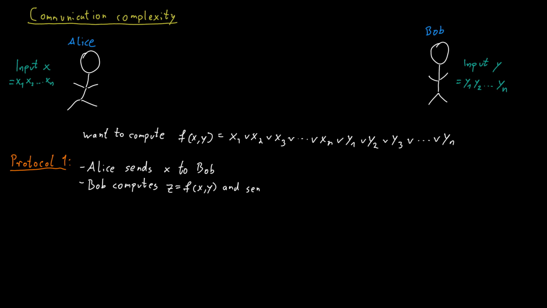He will do so and compute the result of the function and then send the result back to Alice so that Alice knows the end result as well. How many bits of communication does this protocol need? Well, Alice sends all her bits to Bob. She has n bits to transmit, so she transmits n bits. And then Bob needs to communicate the result of his computation to Alice. But that is just a single bit. It's a 1 or a 0. And so that's just a single bit. So in total, they exchange n plus 1 bits.